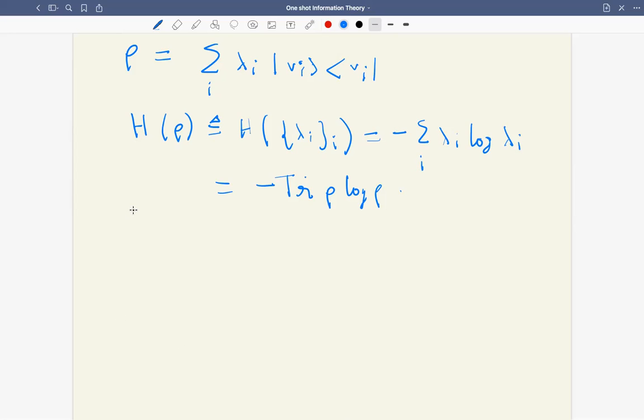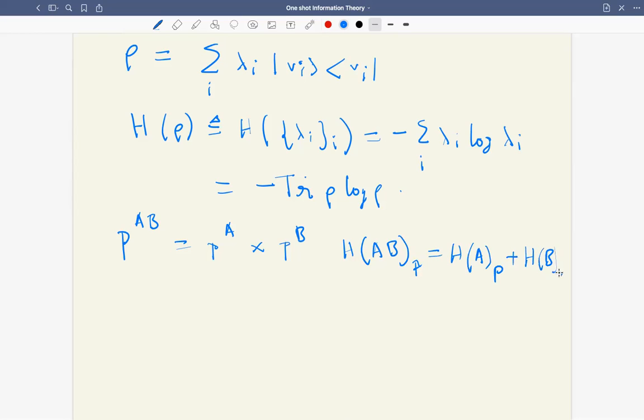It is exactly analogous to the classical one. You may remember that if I have a probability distribution on the sample space AB, and it happens to be a product distribution, then H of AB under the distribution P is equal to H of A under P plus H of B under P. So you can expect a similar thing to hold if I have a density matrix on AB that is a tensor product density matrix.